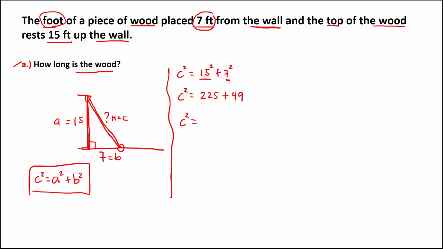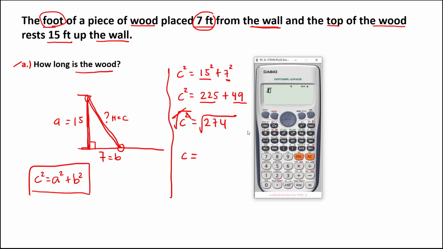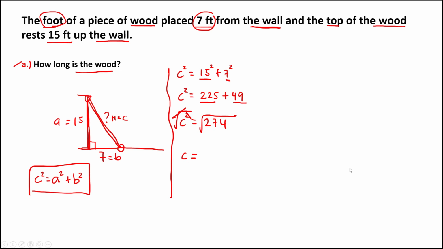Then we have C squared equals 225 plus 49, so this is equal to 274. Then to solve for C, we need to take the square root. So therefore, C equals the square root of 274, so that's 16.55. So the length of the wood is 16.55 feet.